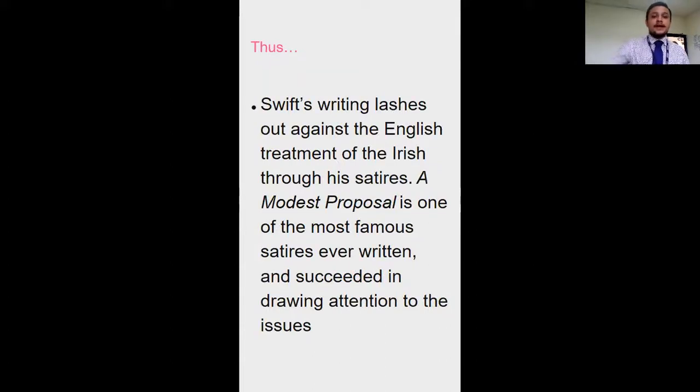Swift's writing lashes out against the English treatment of the Irish through his satires. Remember, I told you he's a satirist. A Modest Proposal, the piece that we're going to evaluate today, is one of the most famous satires ever written and succeeded in drawing attention to the issues that were happening during this period.